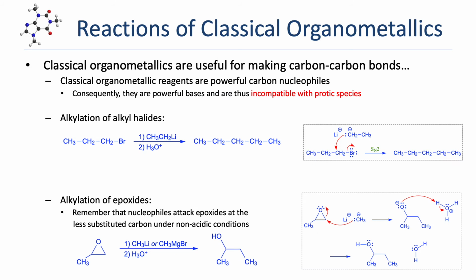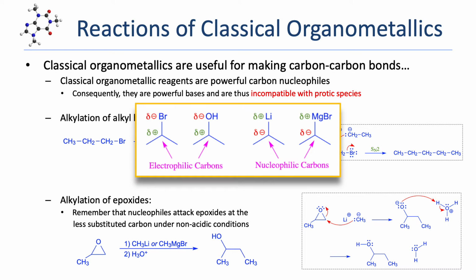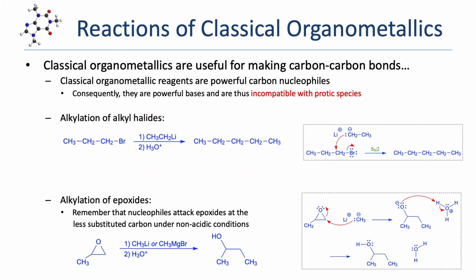Most of the functional groups you'll encounter when studying organic chemistry involve carbon bonded to an electronegative element, such as a halogen or oxygen. This places an electron deficiency on the carbon, making the carbon electrophilic. In contrast, most metals are less electronegative than carbon. This means that the carbon-metal bond found in an organometallic reagent places extra electron density onto the carbon, making it electron-rich. The increased electron density on carbon makes classical organometallic reagents very powerful carbon nucleophiles. Classical organometallic reagents are therefore very useful for making carbon-carbon bonds.